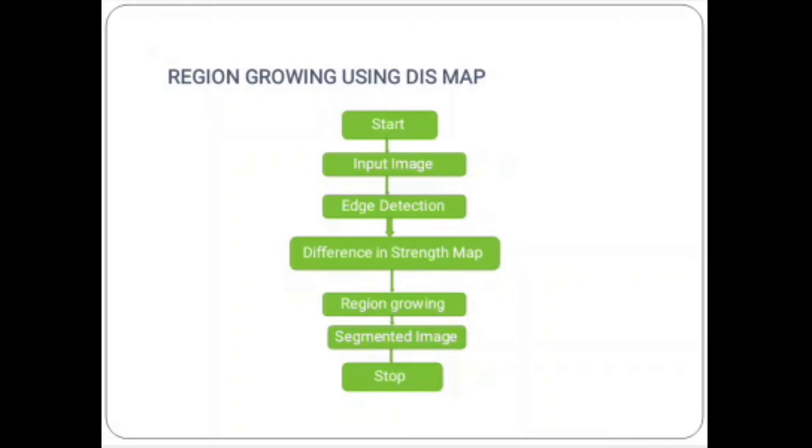The gray level regions are used for the segmentation purpose, where the edges can be segmented. Here I am going to use a difference in strength, that is the DIS map. You can see the edge detection from an input image. After that we go for region growing. In this stage, the grouping of pixels or subregions into larger regions is based on predefined criteria for growth. Here I will give a clear flow chart.